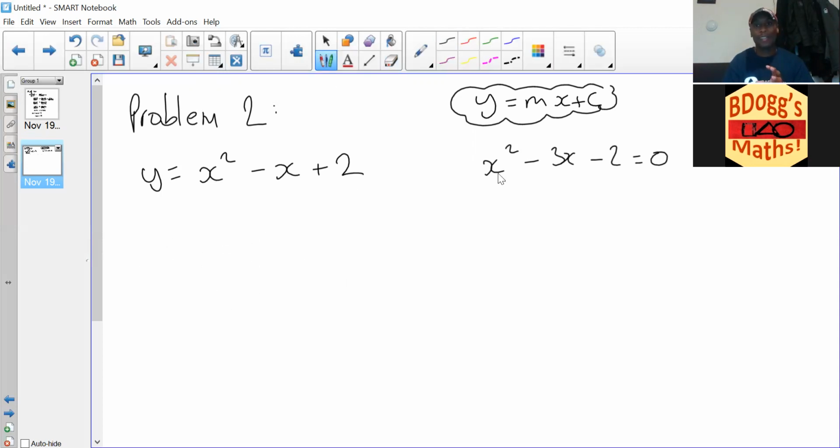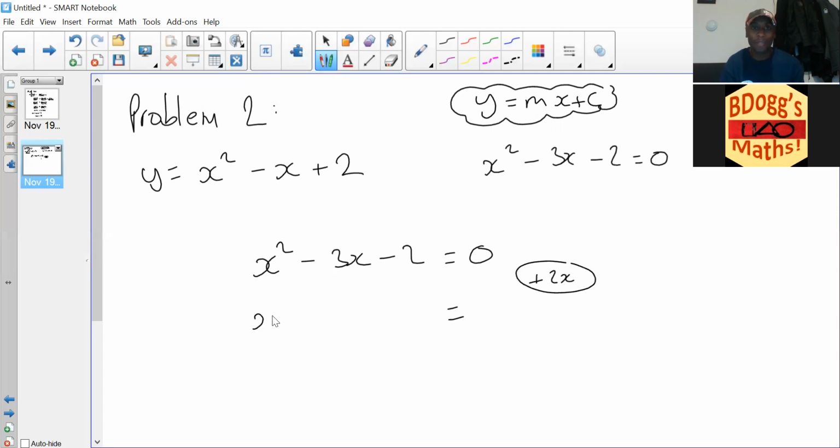First of all, I know that this equation does not look like that one. So I'm going to have x squared minus 3x minus 2 equal to 0. And I'm going to rearrange the left-hand side so it looks like x squared minus x plus 2. And then the first thing I need to do, I'm going to add 2x's. By doing that, my left-hand side becomes x squared minus x, because minus 3x plus 2x is minus x, minus 2. And this side will now be equal to 2x.